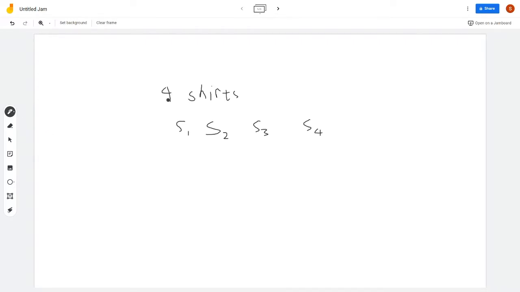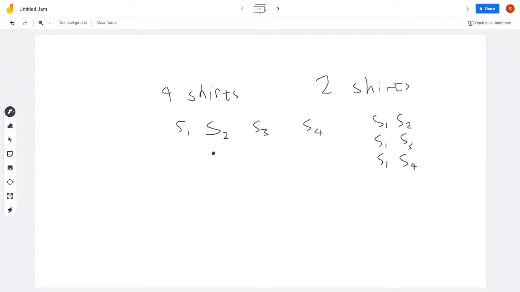And I want to find how many combinations of 4 shirts there are. Right? So let's say I want to find how many combinations of 2 shirts out of these 4. So I can choose S1, S2, so that's one combination. I can choose S1 and S3. I can choose S1 and S4, and I think we've gone through all the ones that just use S1, so let's do something else.